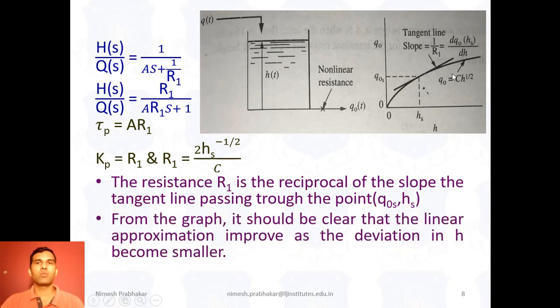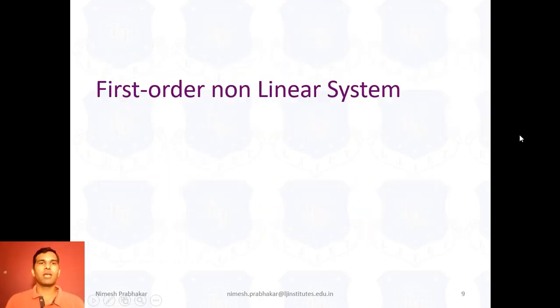Also from the graph it should be clear that the linear approximation improves as the deviation in H becomes smaller. That means when the deviation in H is smaller, the linear relationship is better. So this is a non-linear first order system. In this lecture we studied the first order non-linear system. In the next lecture we will study the second order system.